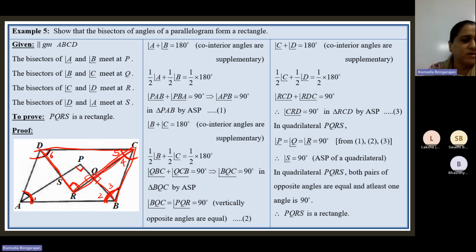See, you can do the same thing here also. This angle plus this angle is 180. So you will get what? 7 plus 8 is equal to 90. So this one is 90. This one is 90. Vertically opposite angle, this one is 90. You can repeat that. Or after finding three right angles, use the angle sum property of a quadrilateral. Three angles 90, so the fourth has to be 90 degrees.